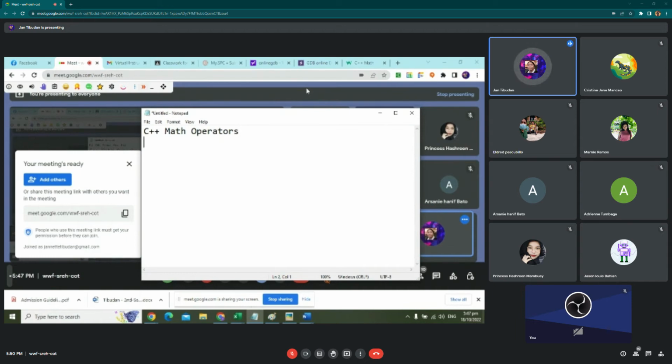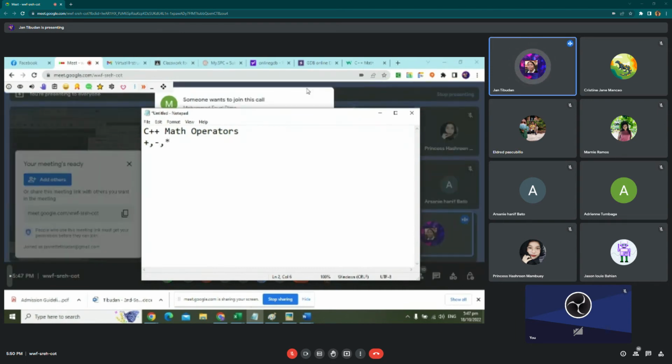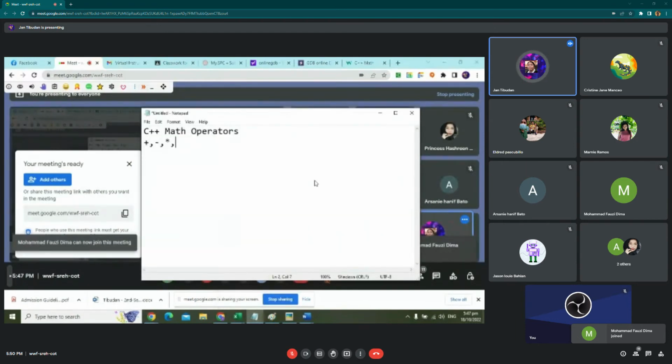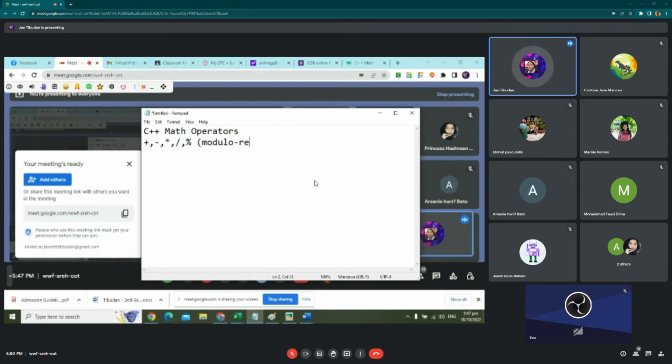So in C++ math operators, the basic ones are addition, subtraction, multiplication, and division. At the same time, we also have modulo, which is the remainder of your whole number.